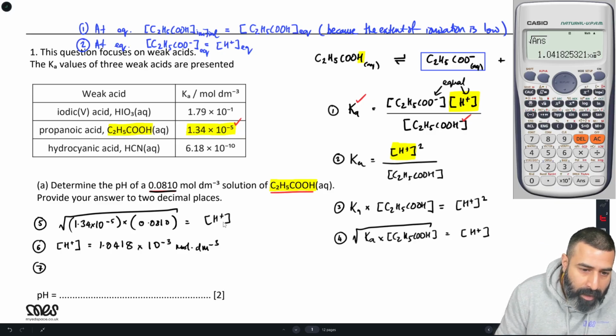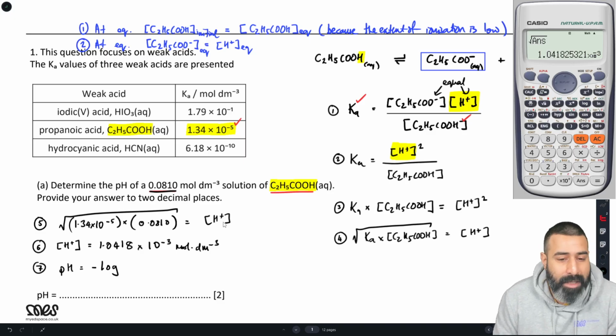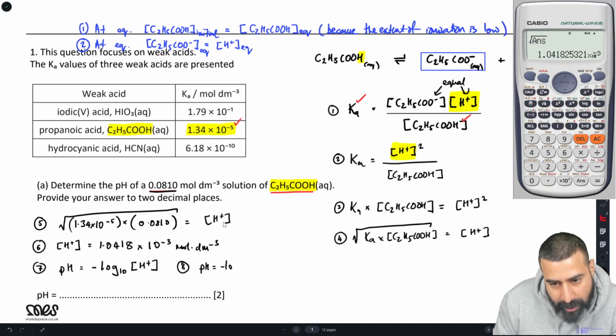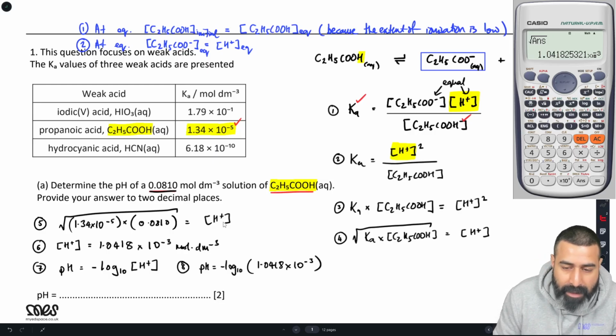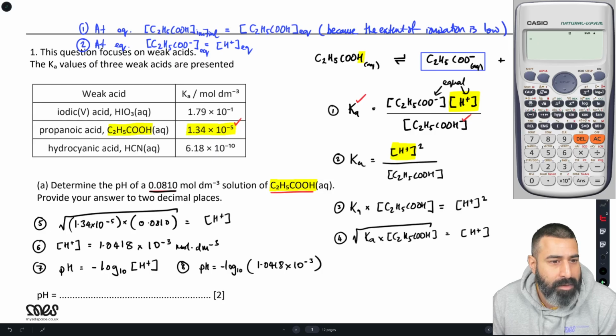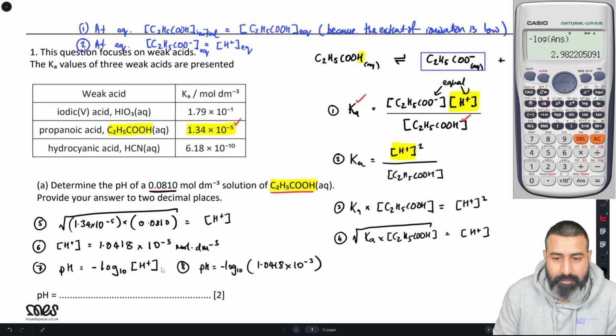And now I've got my hydrogen ion concentration. What can I do? I can then plug this into the equation for pH, which is the negative log base 10 of the hydrogen ion concentration, and then let's substitute that value in. So 1.0418 times 10 to the minus 3, and that gives us a pH of, let's go through this, so minus log of my answer equals 2.98, and there you go.